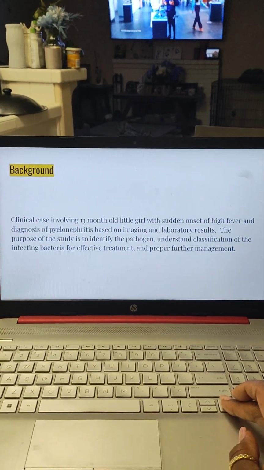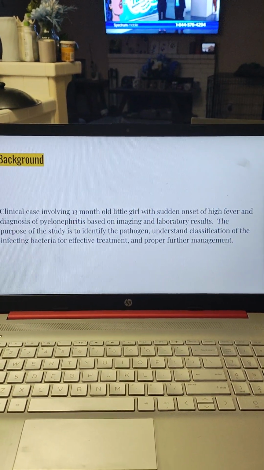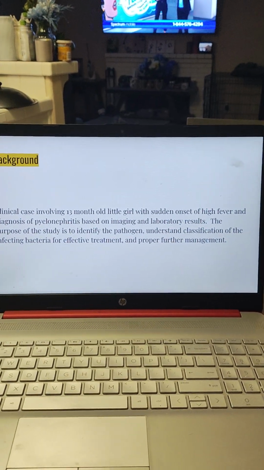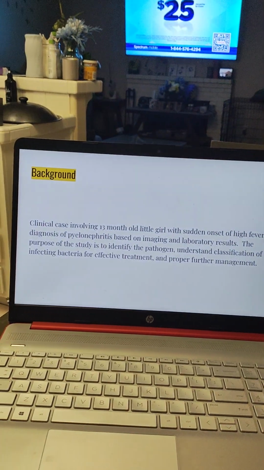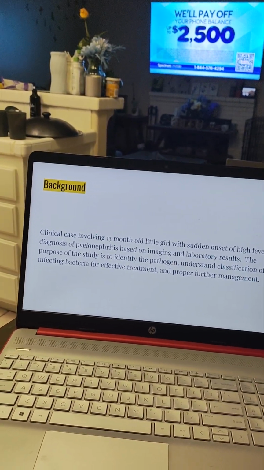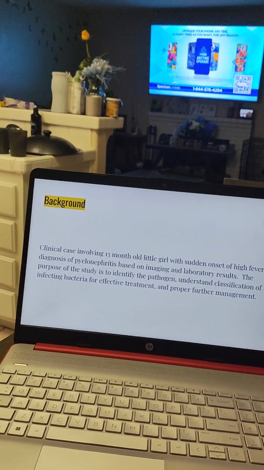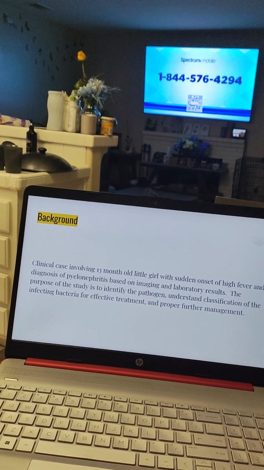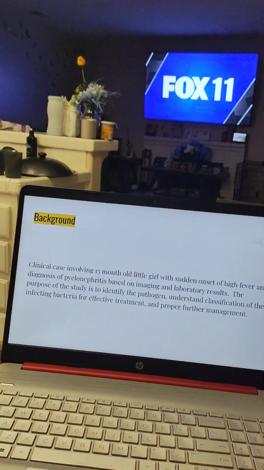So, background on this patient. She's a 13-year-old female pediatric patient and she has an onset of fevers, high fevers, with a diagnosis of pyelonephritis based on imaging and laboratory results. The purpose of the study is to identify the pathogen and understand classification of the identifying bacteria for effective treatment and proper management.